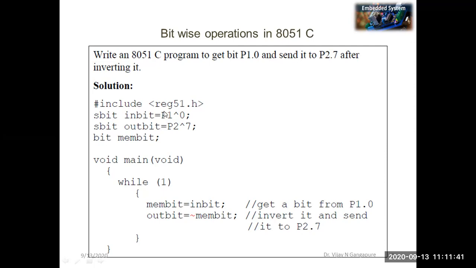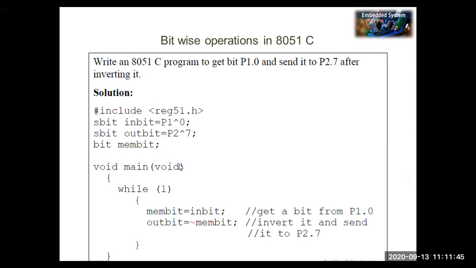So see here, include reg51.h. sbit inbit is equal to P1 caret 0 semicolon. So this statement is declaring inbit as sbit type of variable, and to this inbit I am assigning the address of pin number 0 of port 1. That is, this pin number 0 of port 1, I am representing by using this inbit symbol.